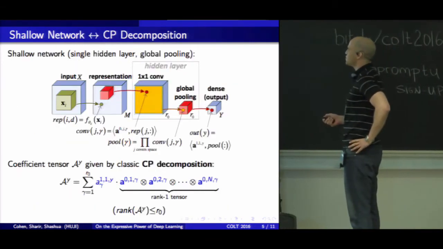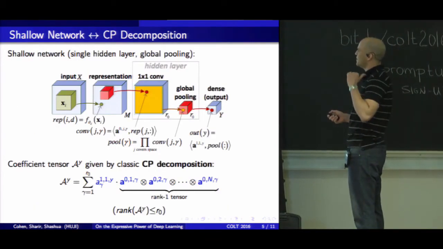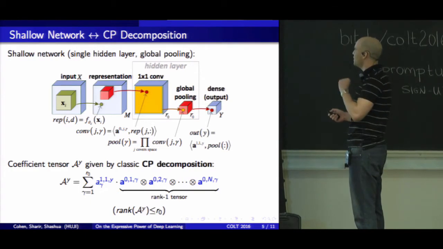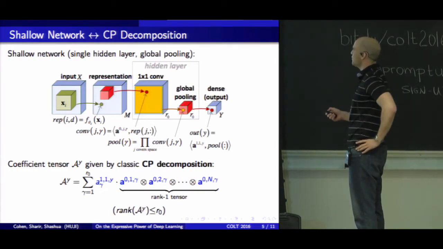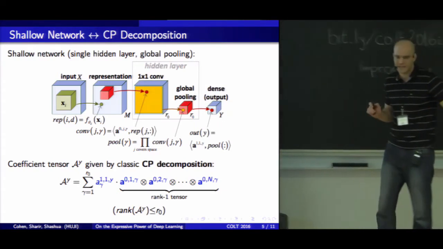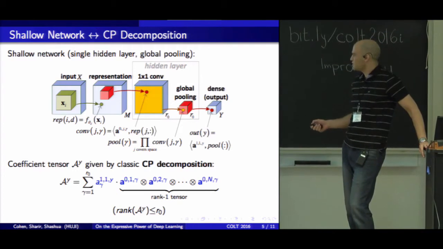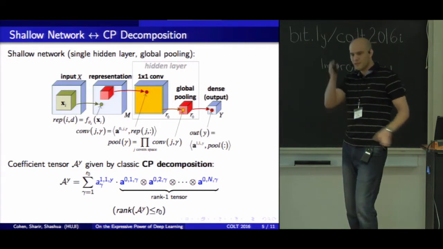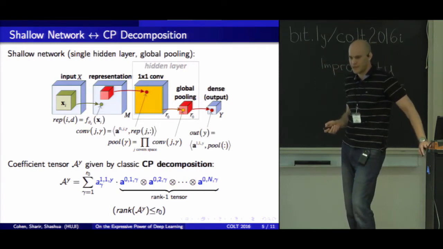The first one is a shallow network. This is just like we had before, except there is only one hidden layer. It's a special case. We have global pooling here in a single hidden layer, and in this case, the coefficient tensor is given by a very classic tensor decomposition, which is called a CP decomposition. It's very simple. The tensor is given by a linear combination of rank 1 tensors. What is a rank 1 tensor? It's just an outer product between multiple vectors.